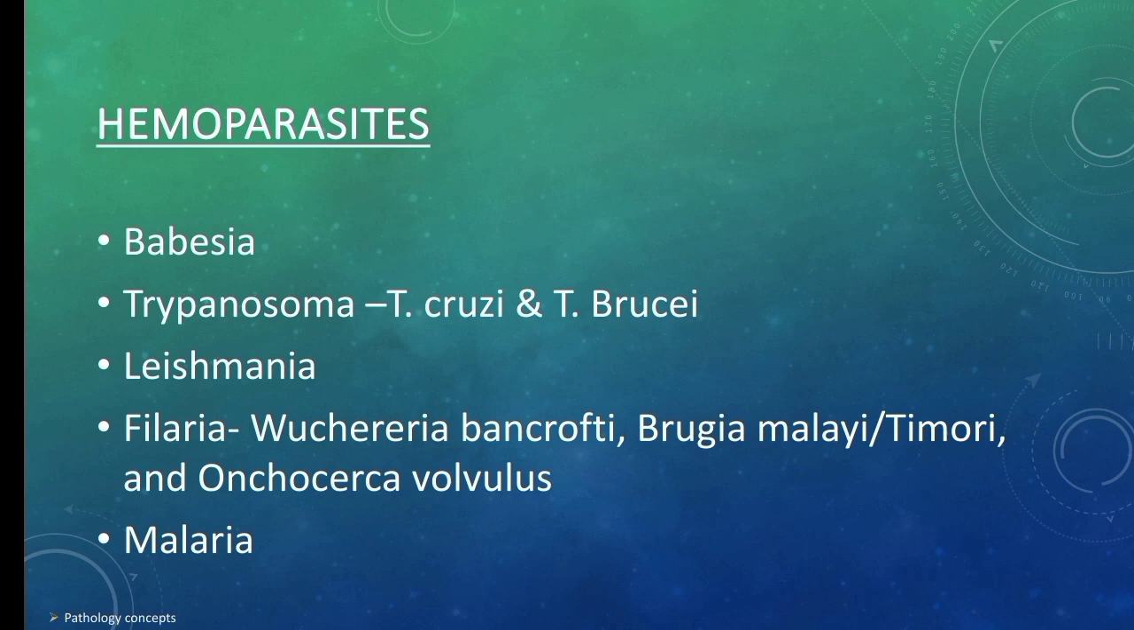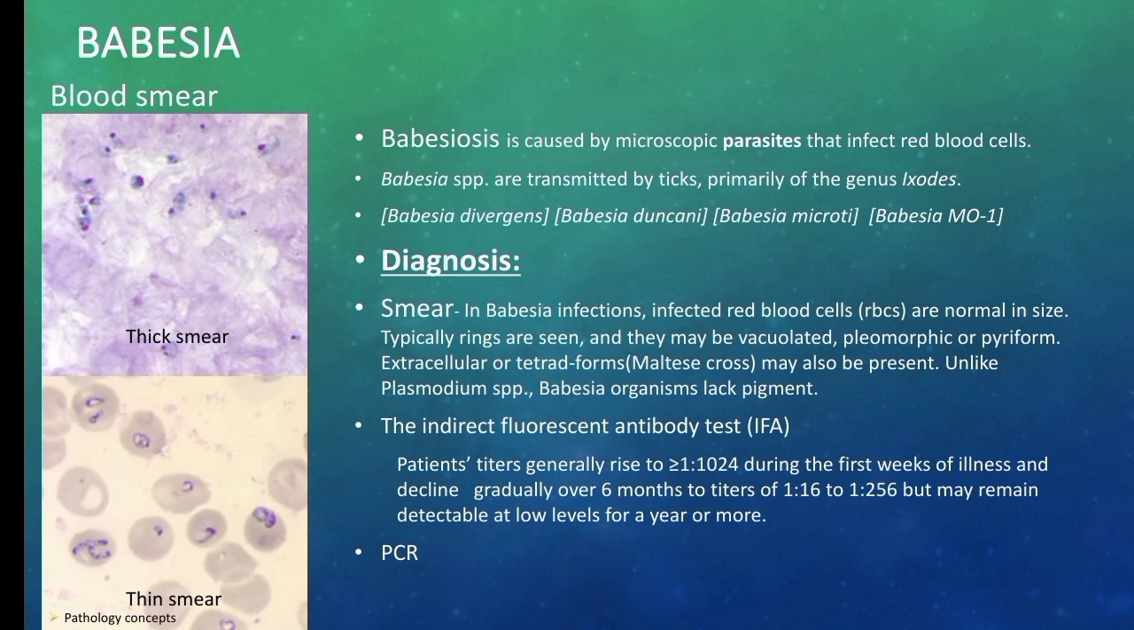Let's learn about Babesia. Babesiosis is caused by a microscopic parasite that infects RBCs. Babesia species are transmitted by ticks, mainly by the genus Ixodes ticks. Four species of Babesia important for human infections are Babesia divergens, Babesia duncani, Babesia microti, and Babesia MO1.